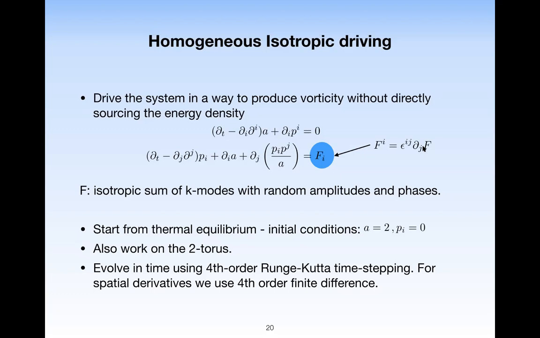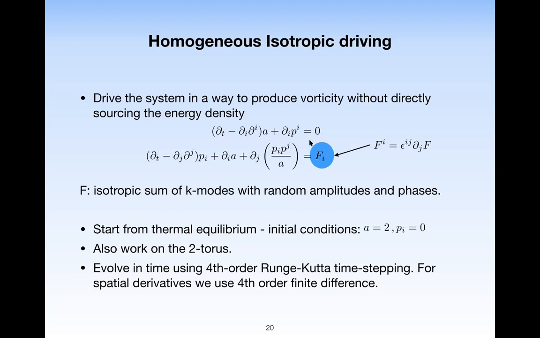Remember that the isotropy hypothesis is restricting us here. So in order to construct f, I choose a scale in momentum space, and then I sum over all Fourier modes that lie along a circle of that scale k. I add those Fourier modes with random amplitudes and random phases. This way my Fi is isotropic.